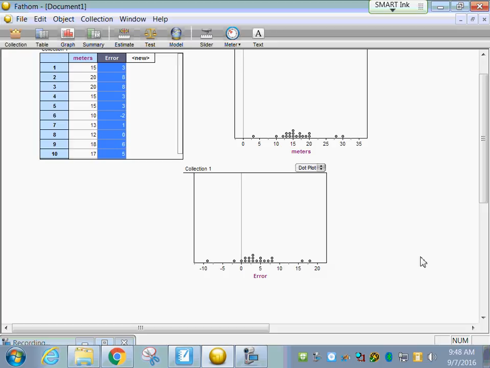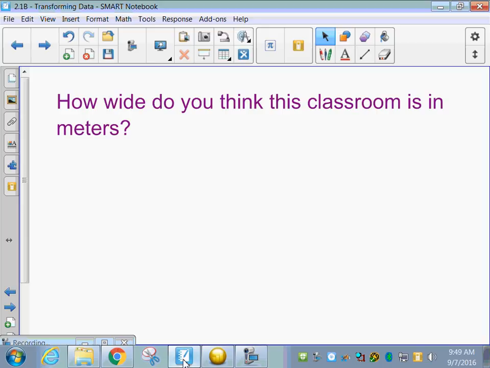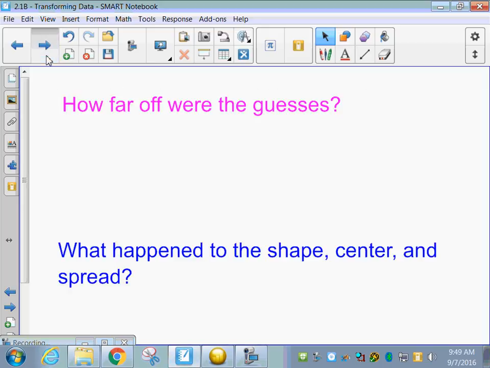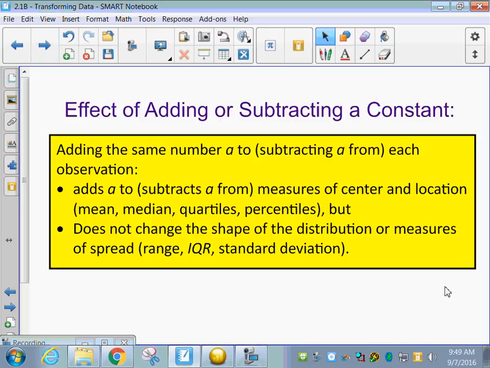Is the shape the same? Yes. What happened to the center? Went down by 12. Okay, what happened to the spread? It's the same spread, it didn't change, right? All right, so let's talk about what we should write down. Okay, so this is what you want in your notes.